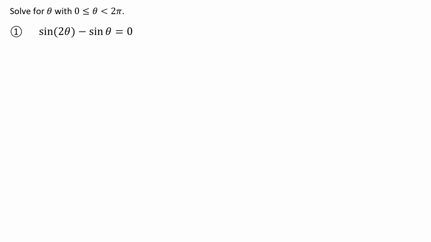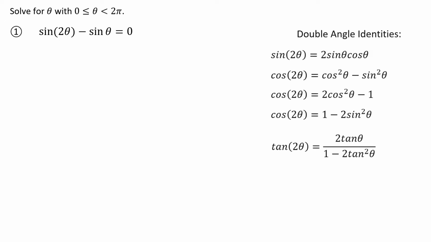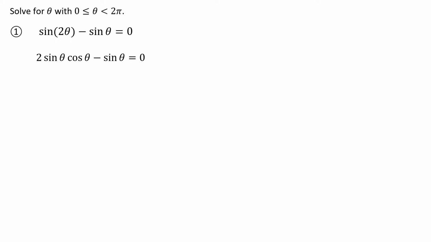First thing I need to do, of course, is which identity? For sine of 2 theta, I really don't have much of a choice. I have to use 2 times sine theta times cosine theta. Now, what should I do at this juncture? I see a common factor of sine theta. So my common factor goes out in front.